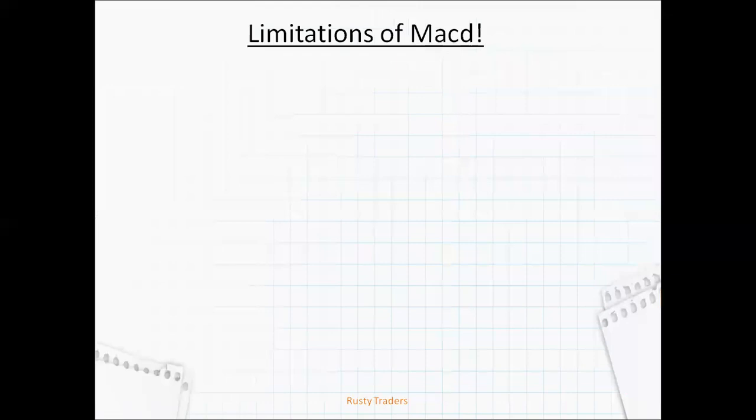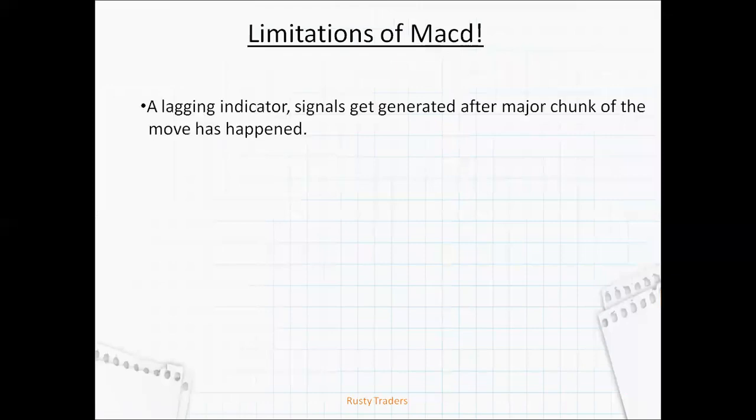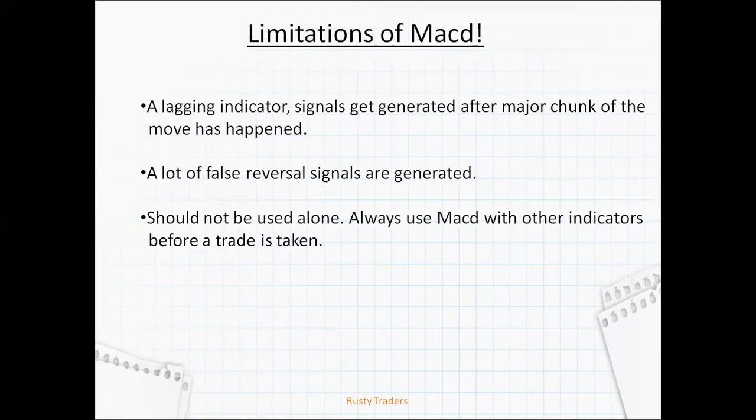So what are its limitations? The limitations of MACD are that it's a lagging indicator. The signals get generated after a major chunk of the move has happened. A lot of false reverse signals are generated. You should not use it alone. Always use MACD with other indicators before a trade is taken.